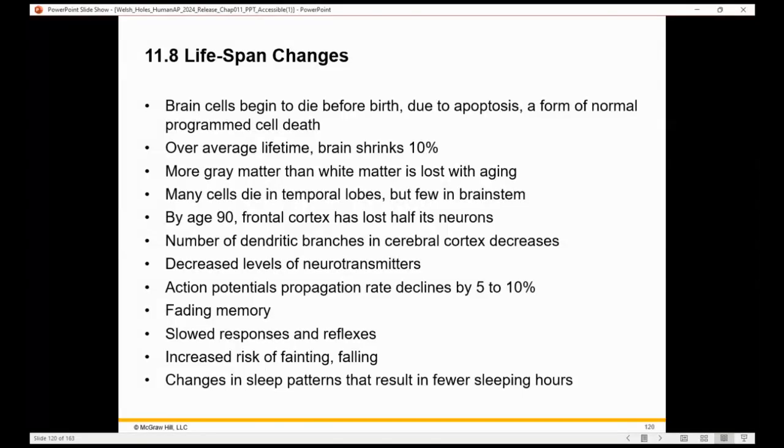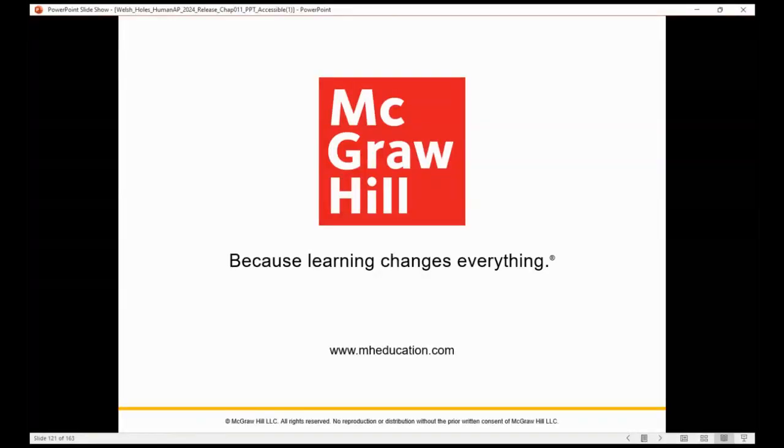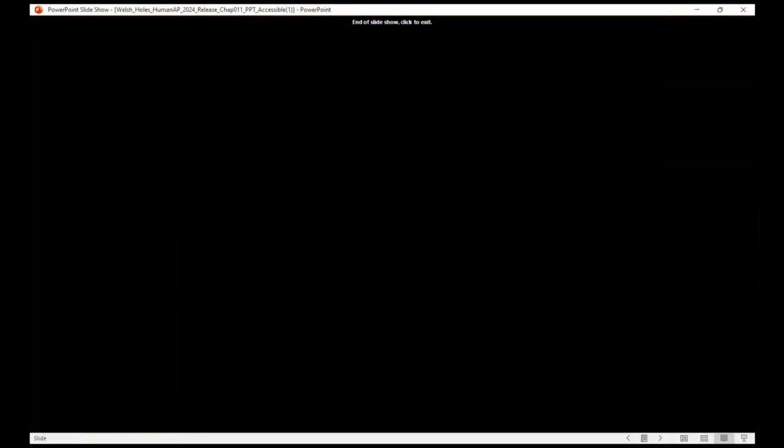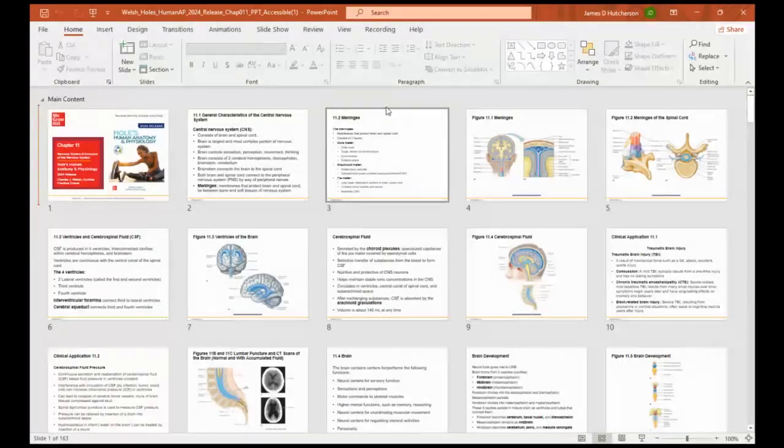The number of dendritic branches in the cerebral cortex decreases, and decreased levels of neurotransmitters occur. Action potential propagation rate declines by 5 to 10%. You start having fading memory. You have slowed responses and reflexes. You have an increased risk of fainting and falling, and changes in sleep patterns that result in fewer sleeping hours. And that is the end of the nervous system part 2 presentation.